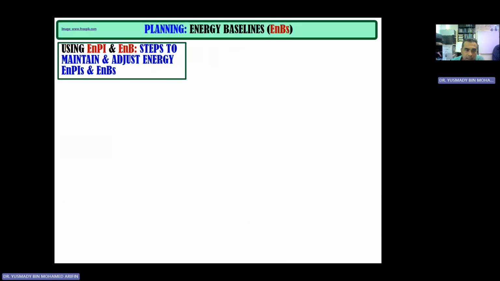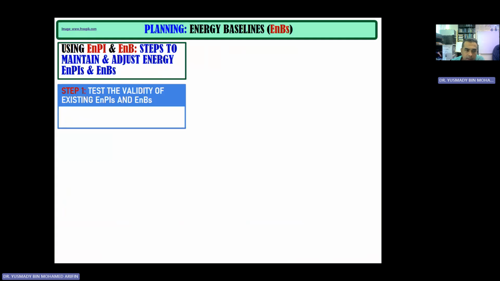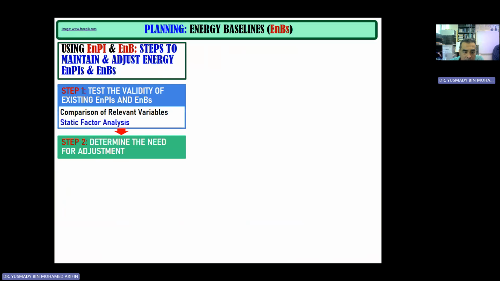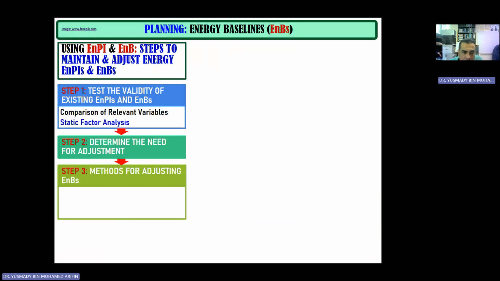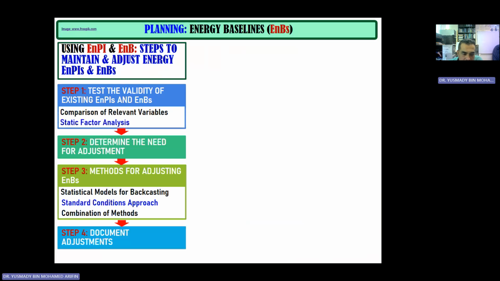And now step 2, maintain and adjust EnPIs and also EnBs. Step number 1, test the validity of existing EnPIs and EnBs: comparison of relevant variables, and also involving static factor analysis. Step number 2, determine the needs of adjustment. Number 3, method for adjusting EnBs, such as statistical model for backcasting, standard condition approach, or we can use a combination of methods. Step number 5, document adjustment.